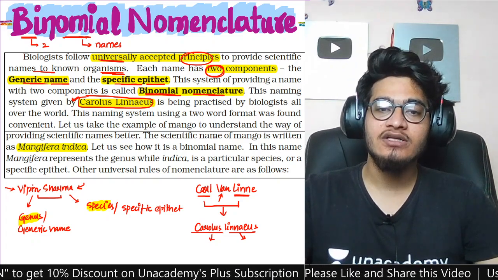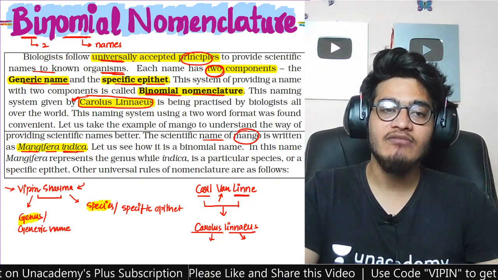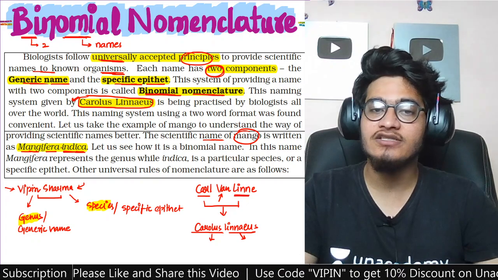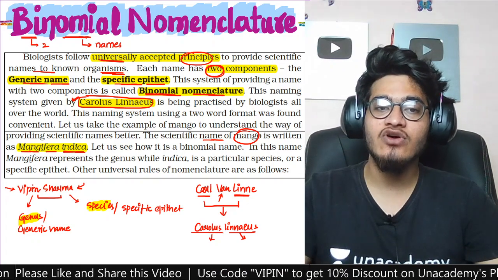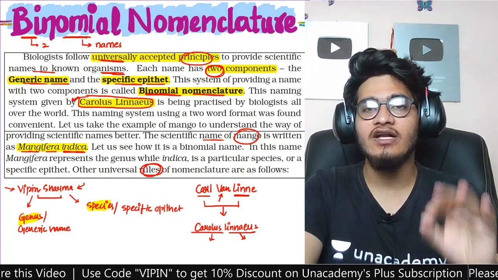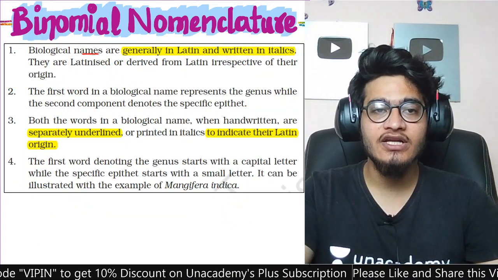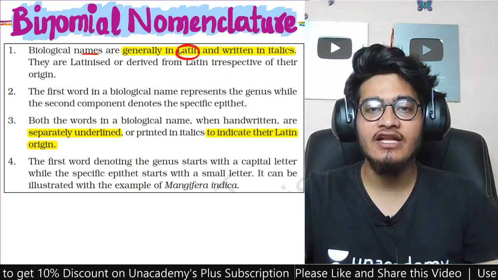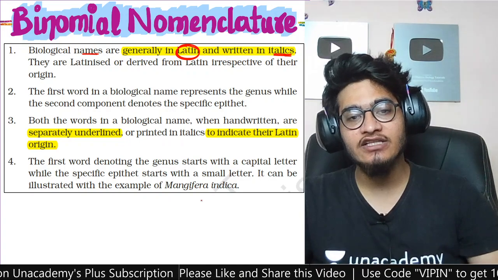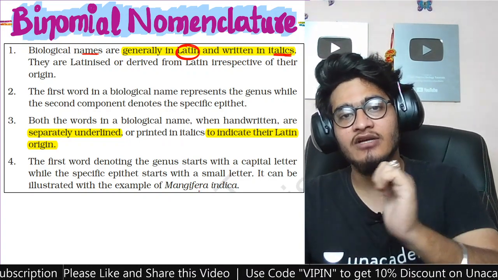For example, the scientific name of mango is Mangifera indica. Here Mangifera is the genus and indica is the species. So let's talk about some rules of binomial nomenclature and understand them properly. The biological names are generally in Latin and are written in italics. Just like this Mangifera indica is written in italics, the alphabets are a little bit tilted.